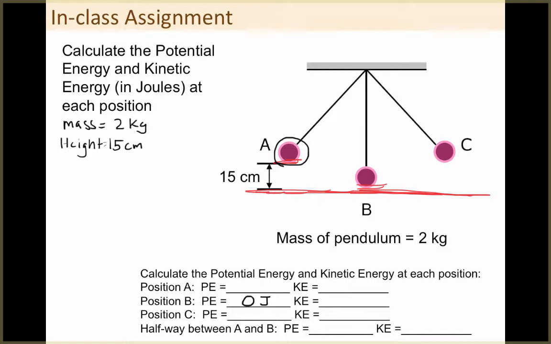So I'm going to convert this 15 centimeters into meters, because I want my answer to be in joules, and that requires all of my measurements to be in standard SI units. I'm going to multiply by a conversion factor. I want centimeters on the bottom, meters on the top. There's 100 centimeters in 1 meter. The centimeters cancel out, I divide through by 100, and end up with 0.15 meters.